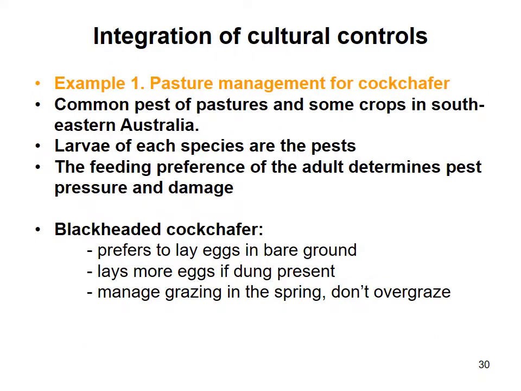Now let's look at some examples of integration of cultural controls. Example 1, pasture management for cockchafer. These are common pests of pastures and some crops in southeastern Australia. The larvae of each species are the pests, and the feeding preference of the adult determines pest pressure and damage. Now let's start with the black-headed cockchafer, which prefers to lay eggs in bare ground, and it lays more eggs if dung is present. So manage grazing in the spring and don't overgraze.